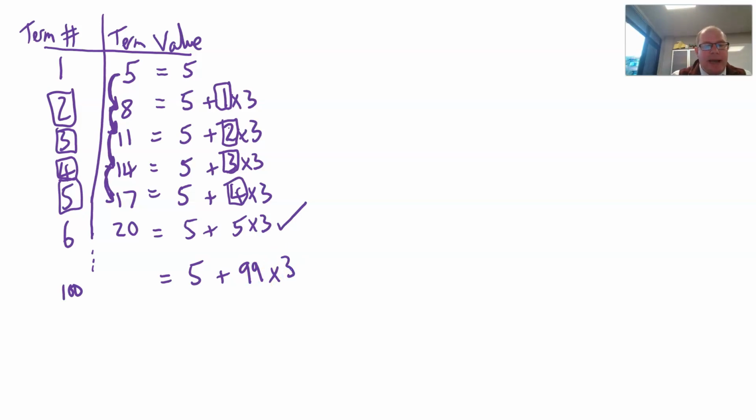Okay. So let's work that out. Well, 99 lots of 3 is quite hard, but I can do 100 lots of 3 really easily, which is 300, and minus 3, and get 297. And then I add the 5 to the 297, and I actually get the answer there, which is 302. So look at that. Isn't that great?